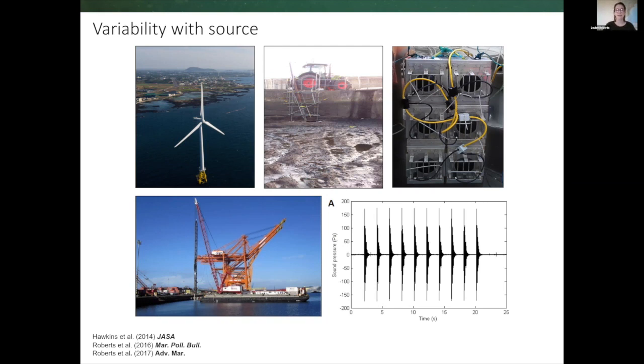Are we working in the vicinity of real sources, such as next to an actual wind farm? Are we going to stage small scale versions of anthropogenic noise sources? Or are we going to use methods of replicating a source, such as underwater noise projectors, to replicate a scenario?